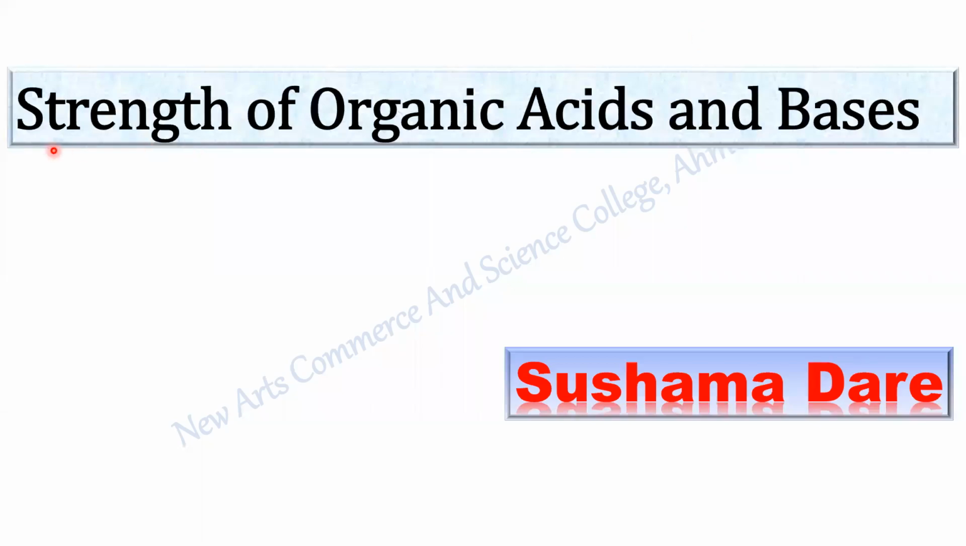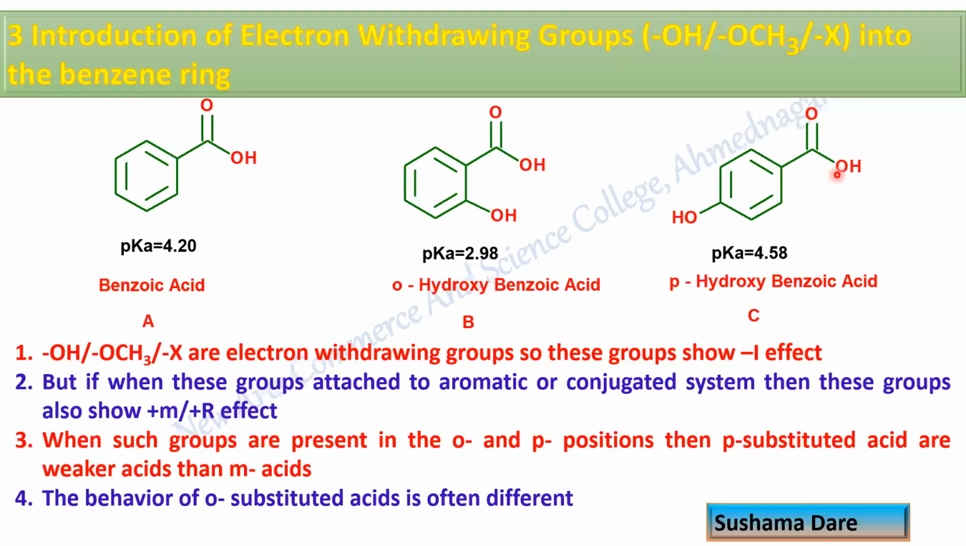Dear students, here I am sharing the next part of strength of organic acids and bases. In the previous video, we already started the discussion about the aromatic acids. In that discussion, we have already completed two points, that is alkyl substitution on the aromatic ring. The second point that we discussed is introduction of electron withdrawing group.